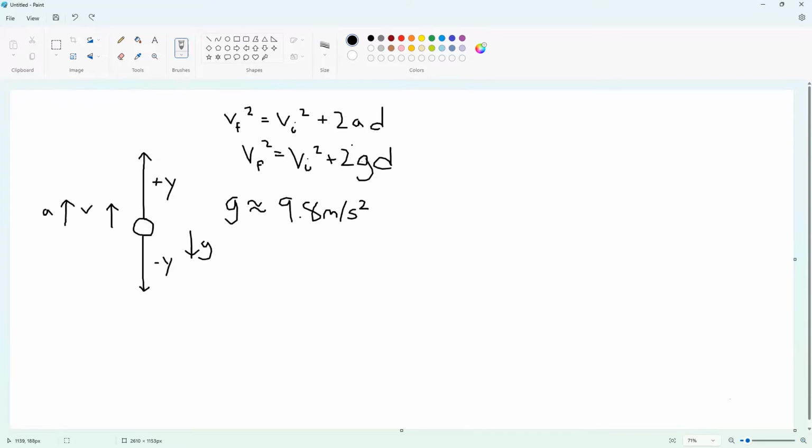You can do this, but I think it would be better if you understood that this is derived from this, and how it's derived from this. This acceleration is equal to gravity in this formula.